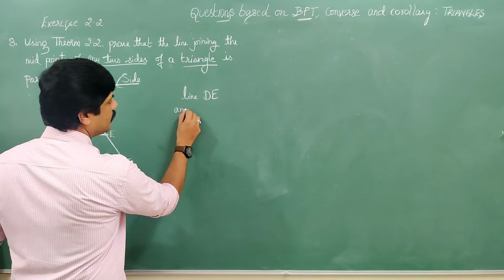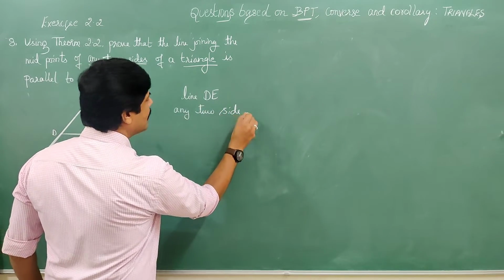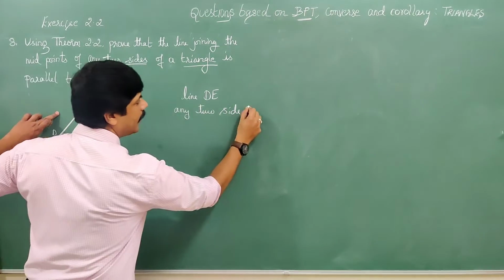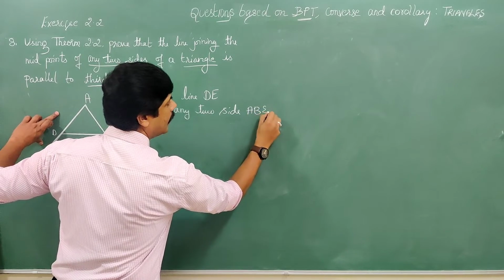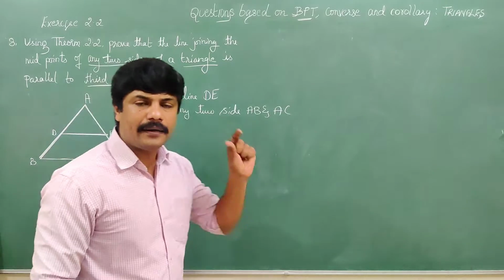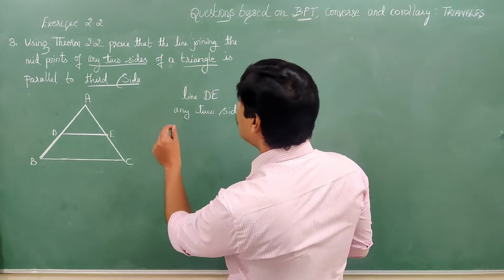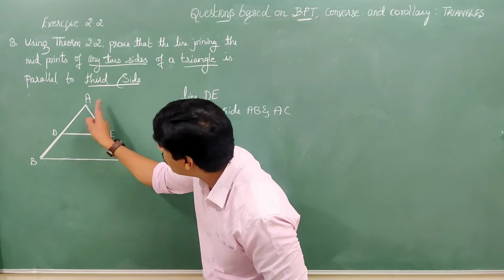Which are the any two sides here? AB and AC are the two sides. This particular line DE is joined by the midpoints of AB and AC.